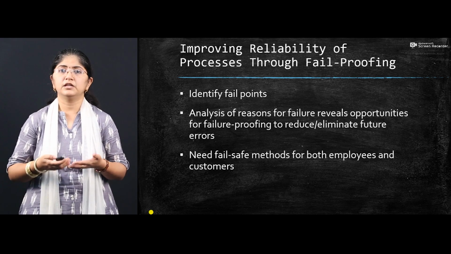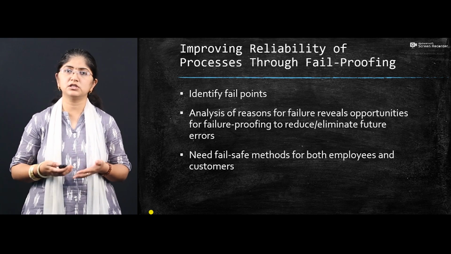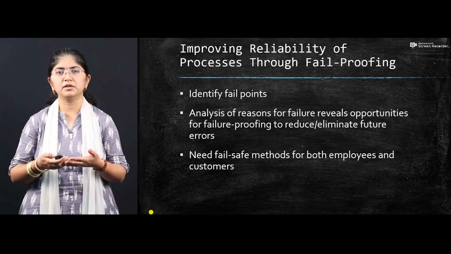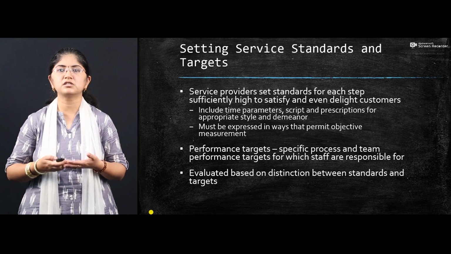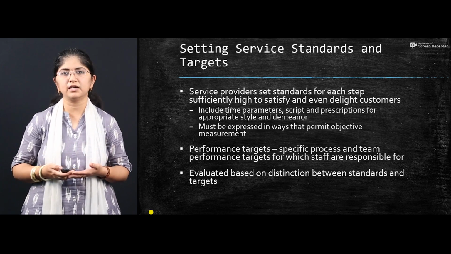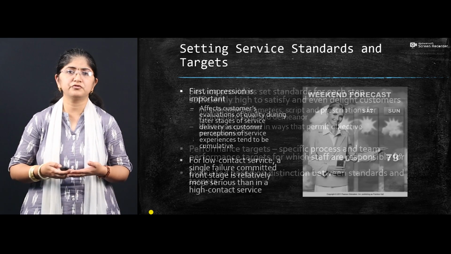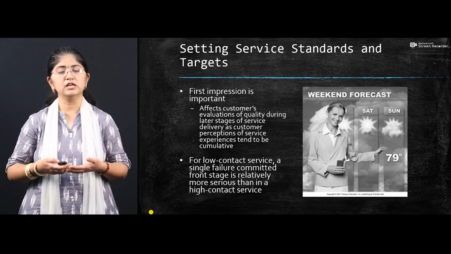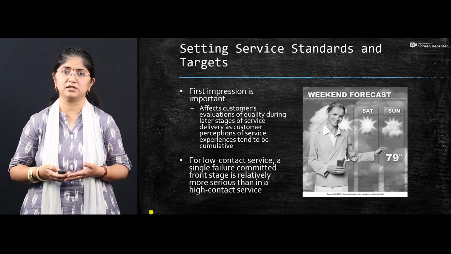As we want a fail-proof process, we should be able to identify the failure points. You should have alternative procedures for that. You should have methods for your customers and for employees so as to minimize the failure rates. We should have a standard set. Set the standards first for your frontline employees. Performance targets should be set so that staff can work accordingly and be evaluated according to your standards and targets. Because, as I told you, first impression is the last impression. The mistakes committed during low contact services cause more serious damage compared to high contact services. So that's how blueprinting helps us the most.